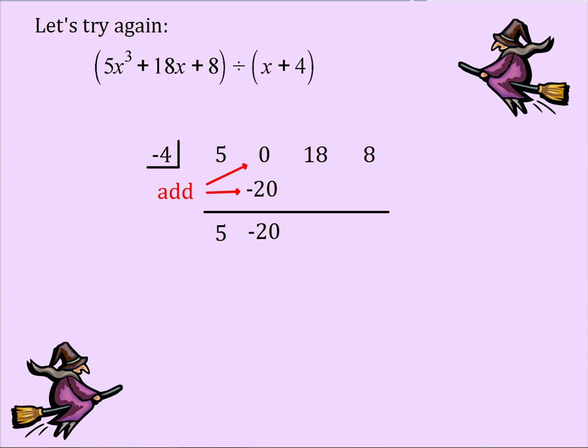I'm going to add that column. 0 plus negative 20 gives me negative 20. And then I'm going to do the same thing over again. I'm going to multiply that negative 20 times A and write their product underneath the next coefficient to the right. I'm going to add the column together and get 98.